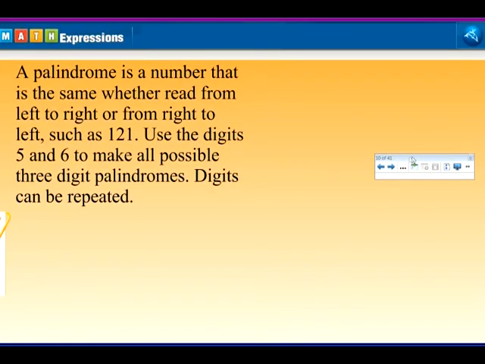Let's get started with an anytime problem. A palindrome is a number that is the same whether read from left to right or from right to left, such as 121. Use the digits 5 and 6 to make all possible 3-digit palindromes. Digits can be repeated.